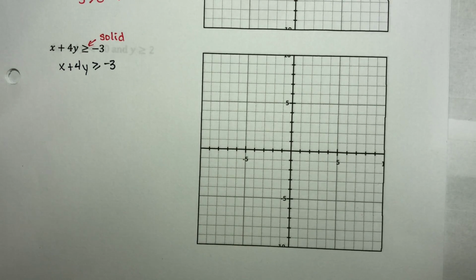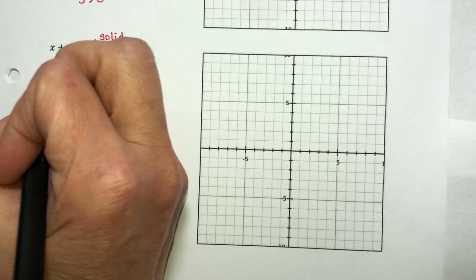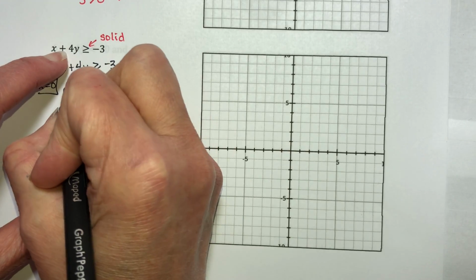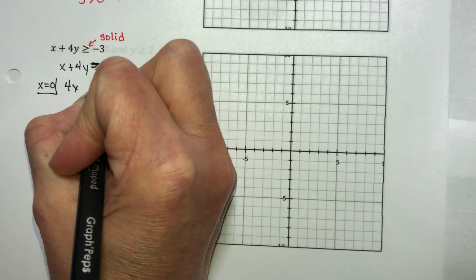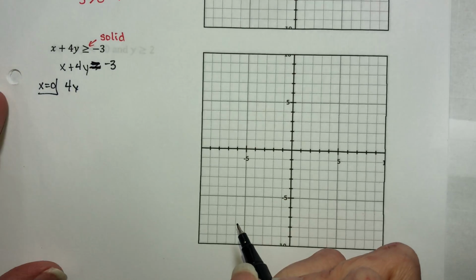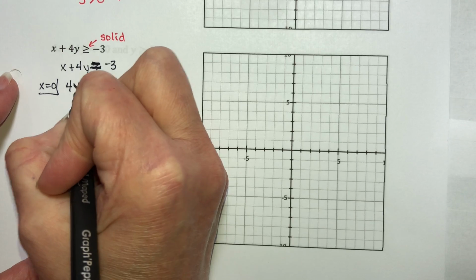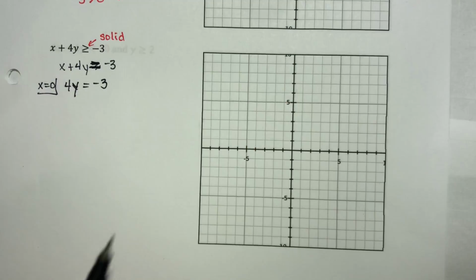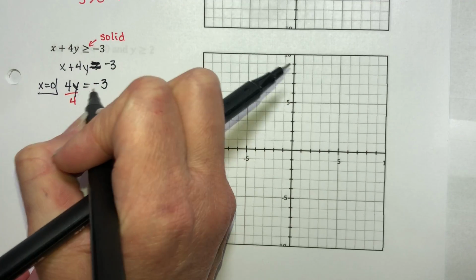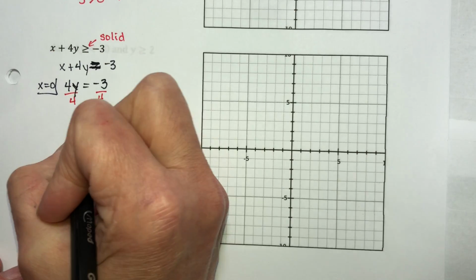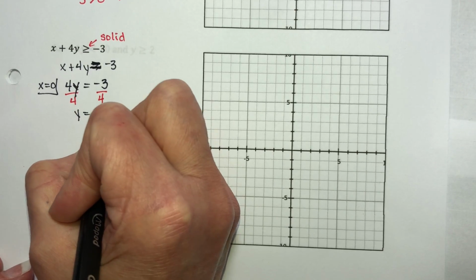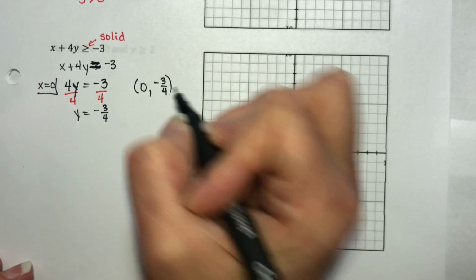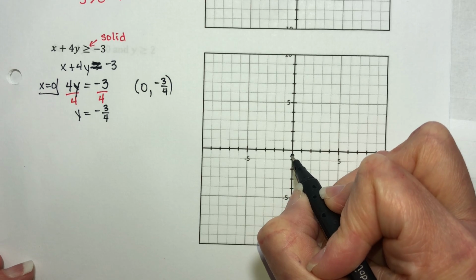Okay, so let's try plugging in zeros. Let's see what we get. If x equals 0, then that x goes away, and I have 4y. I said that wrong. That should be an equal sign right there. I apologize. So if I plug in a 0 here, that goes away. I have 4y is equal to negative 3. So divide both sides by 4, and you get y is equal to negative 3/4. So that's the point 0, negative 3/4. 0, negative 3/4 would be about there.